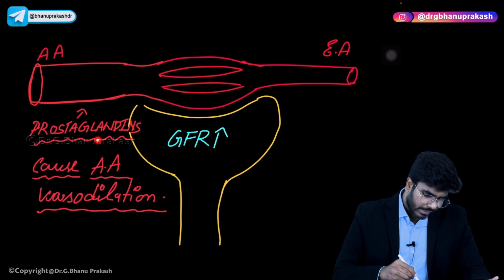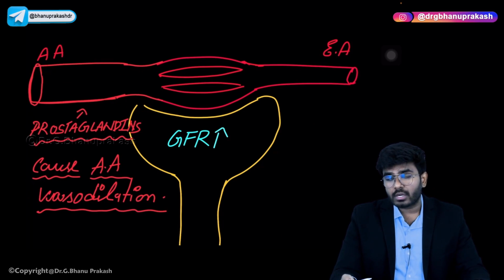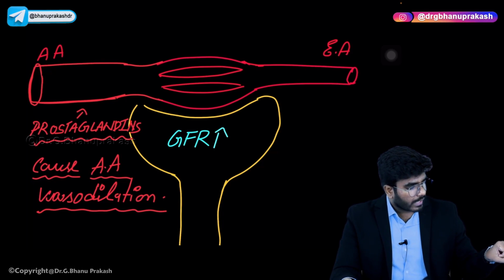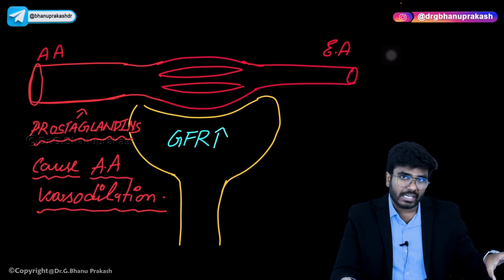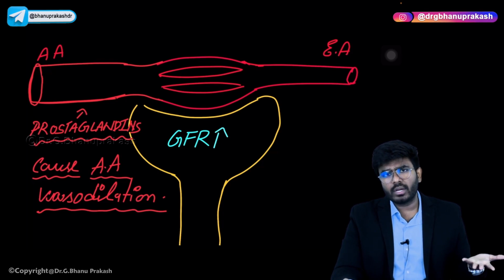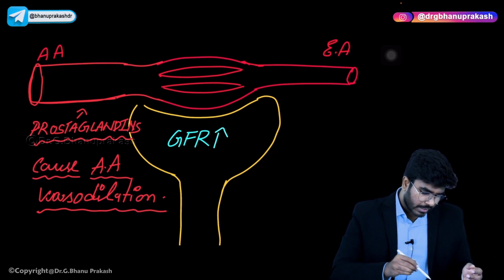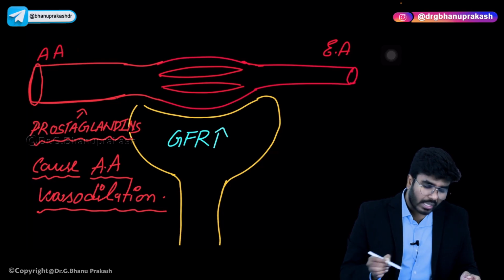Now what are these prostaglandins going to do? I have already said prostaglandins are going to act on the afferent arteriole. If you give prostaglandins, they will cause afferent arteriolar dilation. So prostaglandins anywhere in the body, we know they will cause vasodilation. Here also prostaglandins are causing afferent arteriolar dilation.